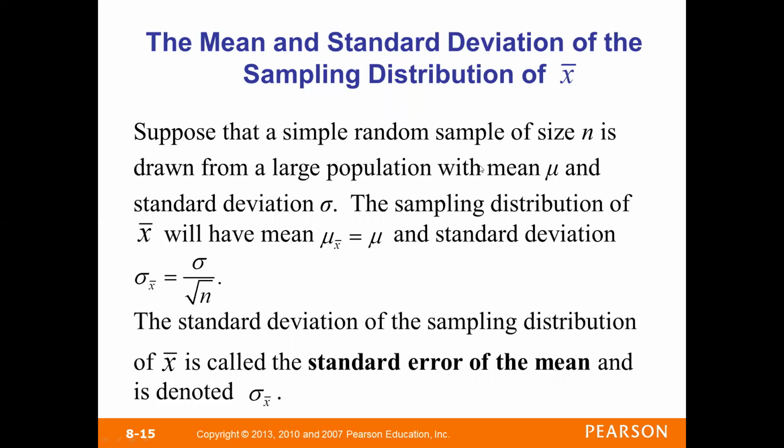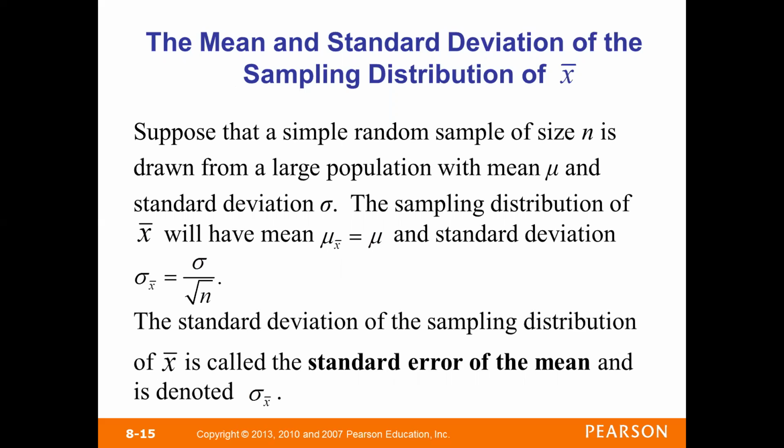Well, let's suppose that we have a simple random sample of size n. It's drawn from a large population with mean mu and a standard deviation of sigma. The sampling distribution of x bar will have the mean mu sub x bar equals mu, and the standard deviation sigma sub x bar equals sigma over the square root of n. Okay. So let's try to put that in English.